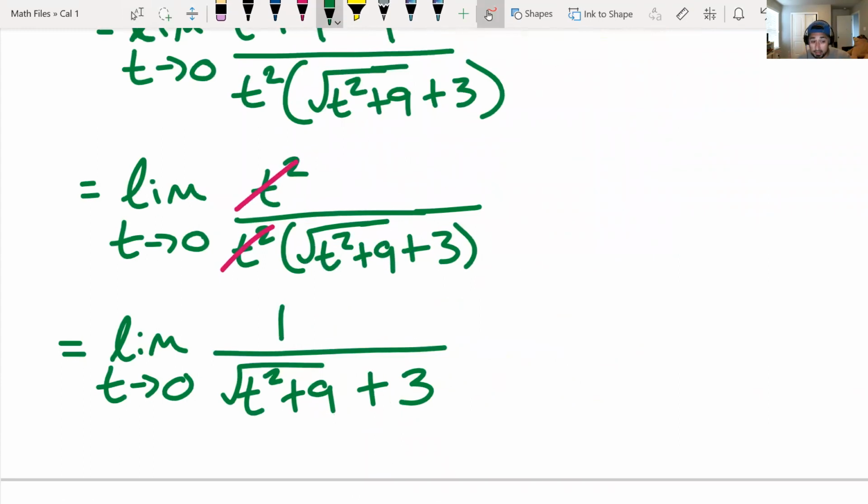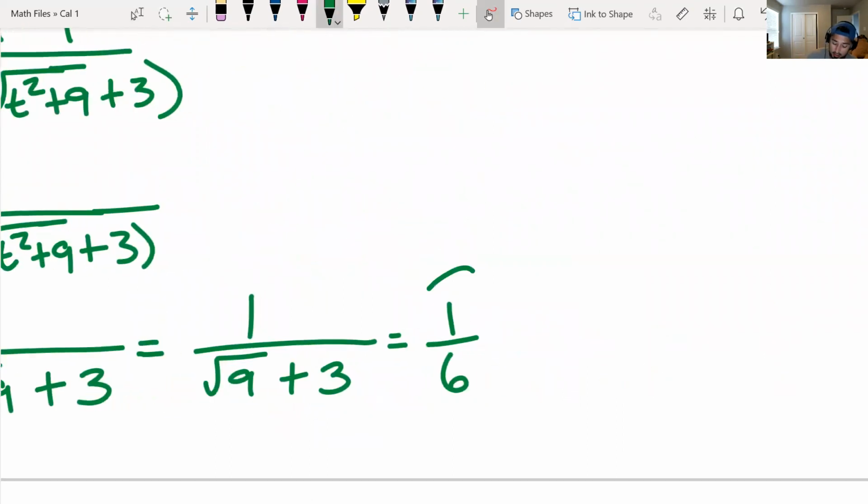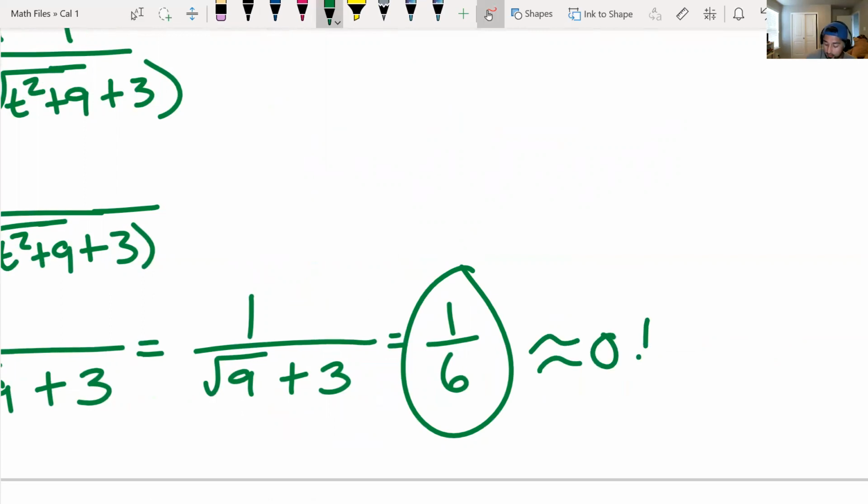which means, using my limit, that you'll get 1 over the square root of 9 plus 3, which is going to give me 1 over 6. And there is our limit, 1/6. Now, if you remember from the calculations in 1.3, 1/6 was 0.167. So that was a lot nicer.